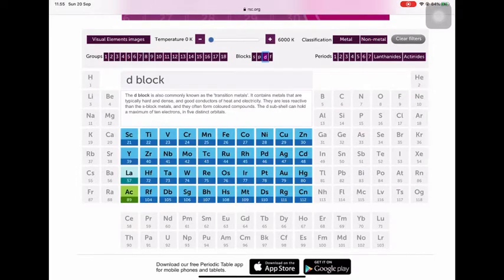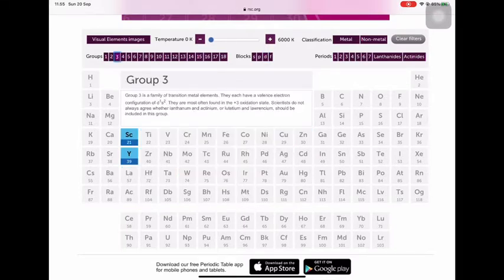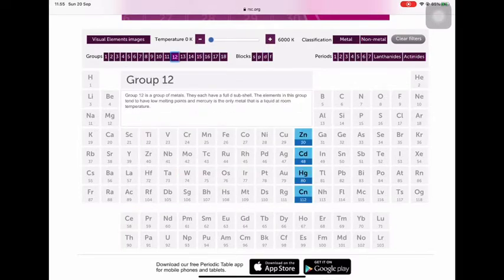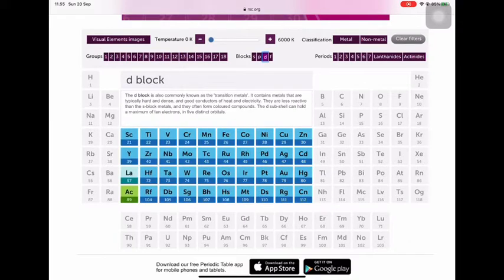d orbitals can hold a maximum of 10 electrons in 5 distinct orbitals, and these elements we commonly know as the transition metals. It's from group 3 up to group 12. Okay, d block. The d block contains metals that are typically hard and dense, and they are good conductors of heat and electricity. They are, however, less reactive than the s block metals, and they often form colored compounds.